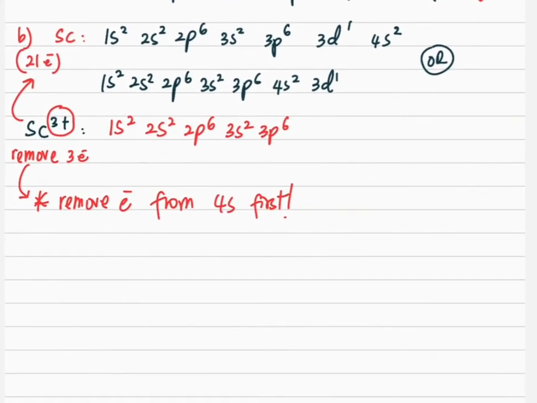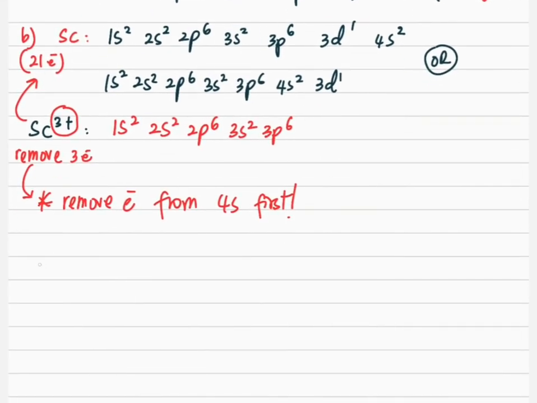So sikit lagi. Let's say kalau for Sc2+. Ini yang bahaya. Jangan buang satu elektron daripada sini, lepas tu another one from this. That's wrong. That's why I want you to be careful. Please remember, remove electron from 4s.